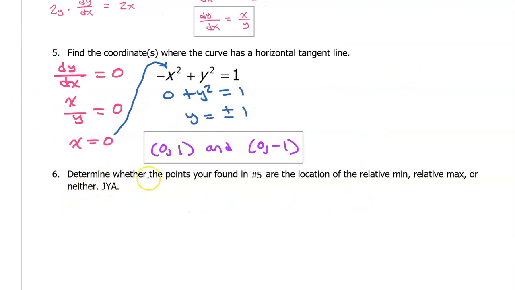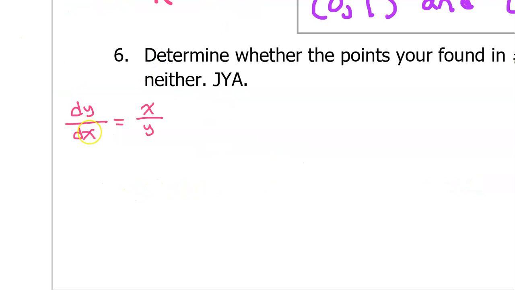Number 6, determine whether the points you found in number 5 are the location of the relative min, relative max, or neither. When the first derivative is in terms of x and y like this, your best bet is probably to do the second derivative test. So let's take the derivative again and see what happens. We're going to have to use the quotient rule. Let me remind you of the quotient rule poem.